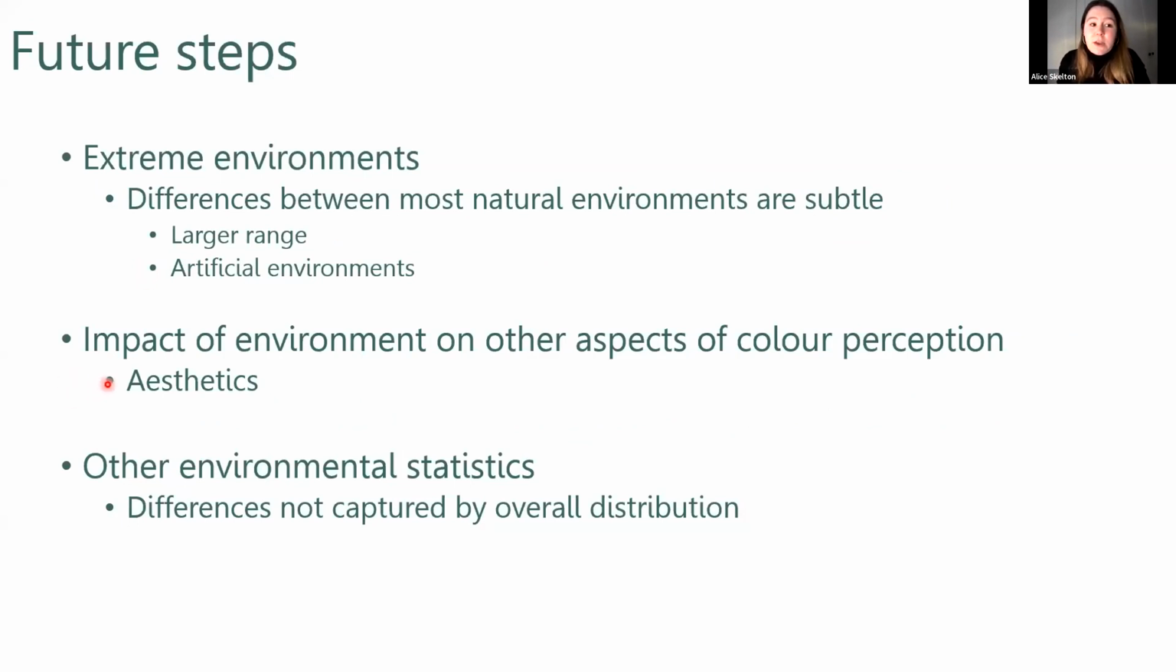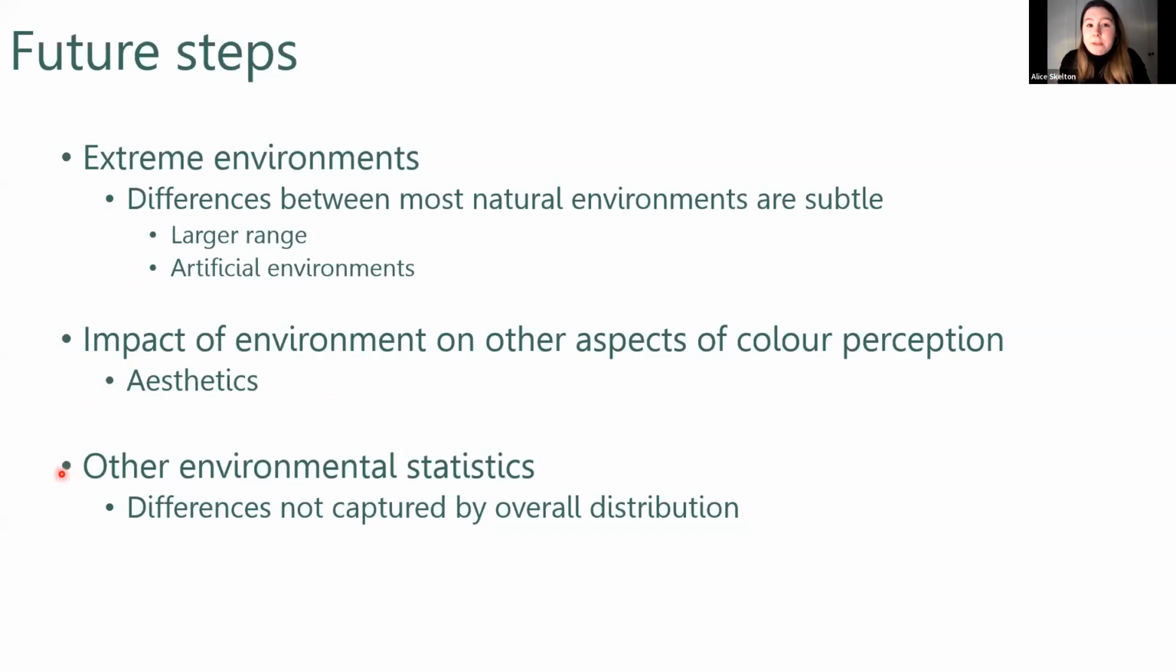Another thing to remember is that the environment might impact other aspects of colour perception. Within your lifetime, it might not be colour discrimination, but it might be something like preference, for example. So John Moore in our lab is currently working on a project which is comparing the way that natural scene statistics vary within an environment and how that relates to people's ratings of chromatic stimuli.